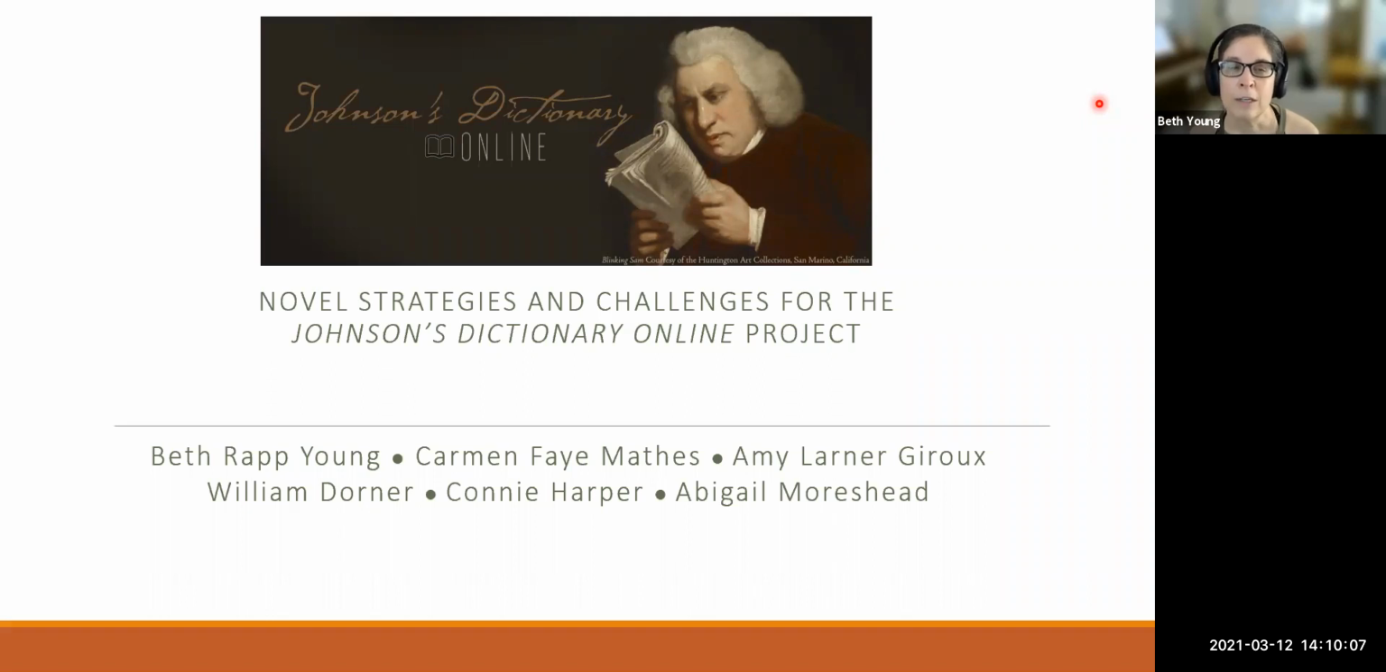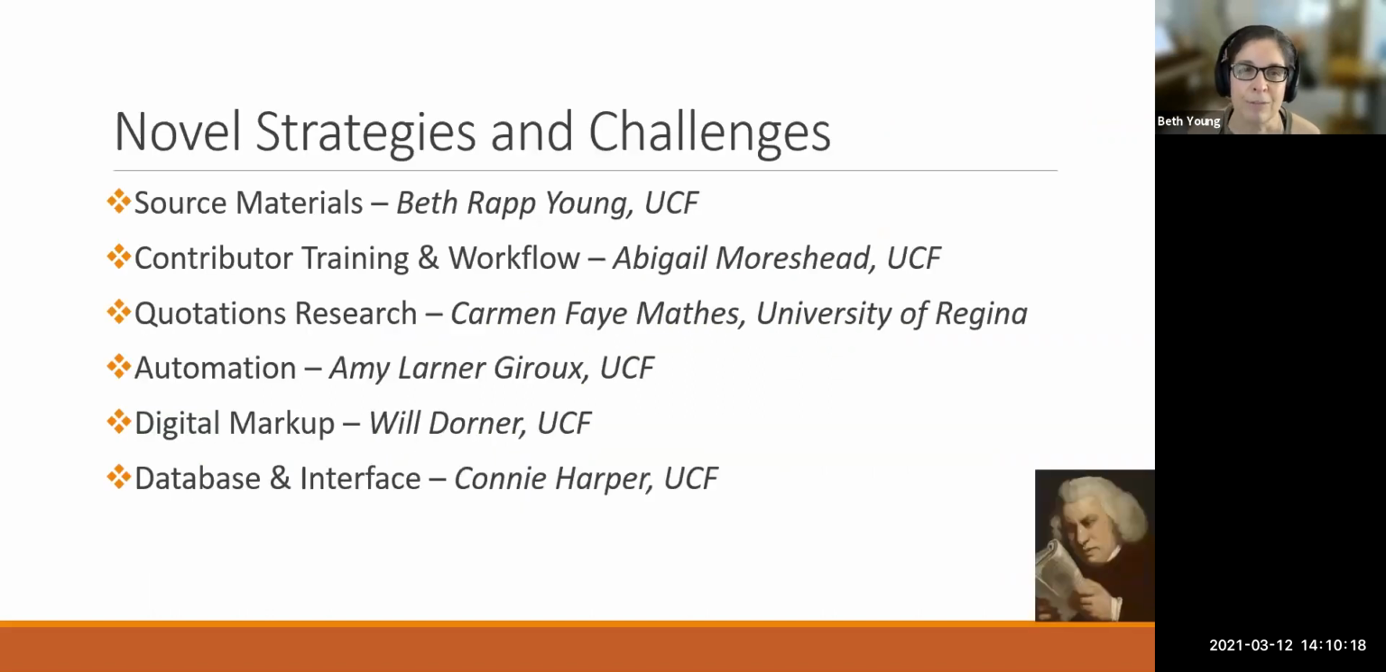We divided our talk into 6 general areas. I'll describe them very briefly, and then my colleagues and I will discuss each of them in more detail. Source materials. Johnson's dictionary is in the public domain. It's remained in print in some form since 1755, including in digital format. Even so, we encountered challenges in securing a usable transcription and facsimile images and a portrait of the author.